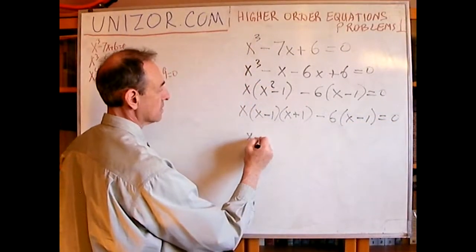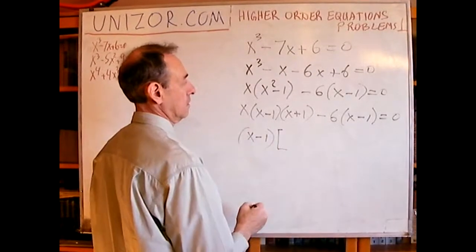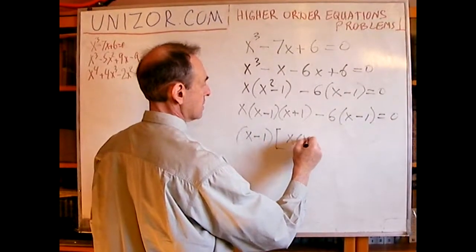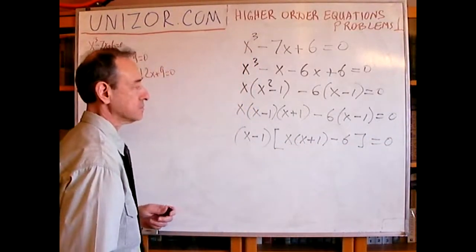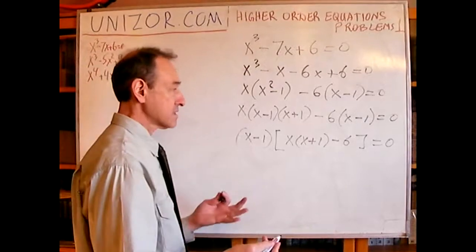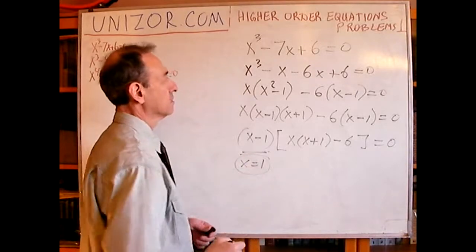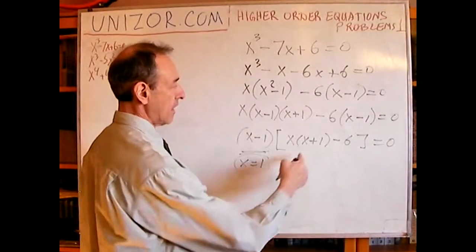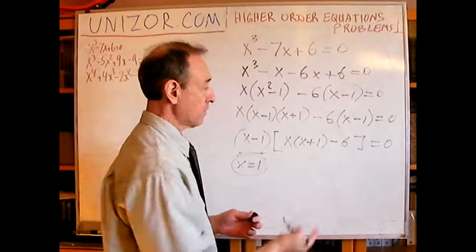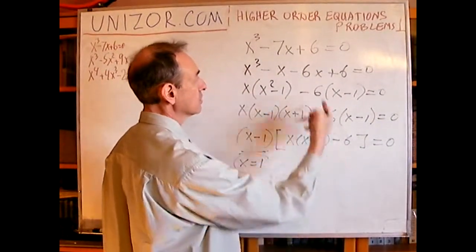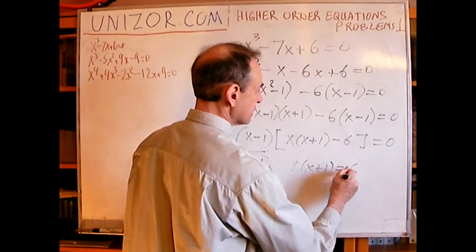I see that x minus 1 can be factored out from both places, leaving x plus 1 minus 6 equals 0. So, obviously, I see there is a solution: x is equal to 1 of this original equation. Now, how about this? If this is equal to 1, this is also equal to 1. So solutions to this equation are also this. So, x times x plus 1 equals 6.